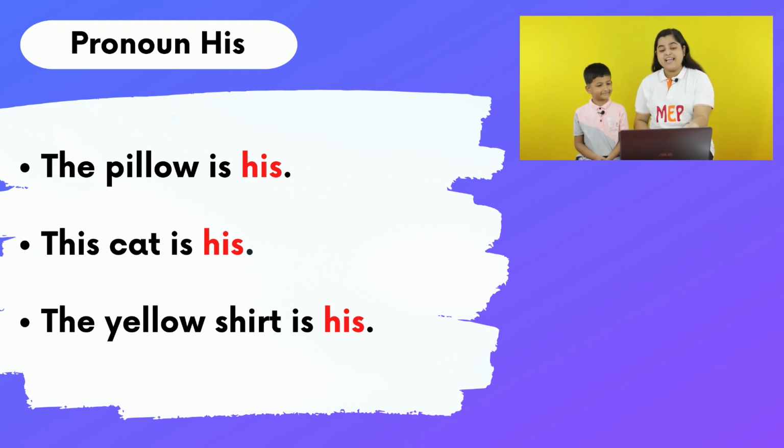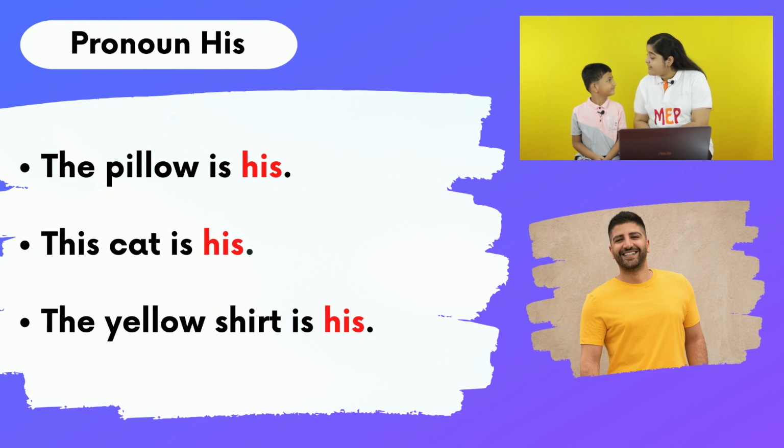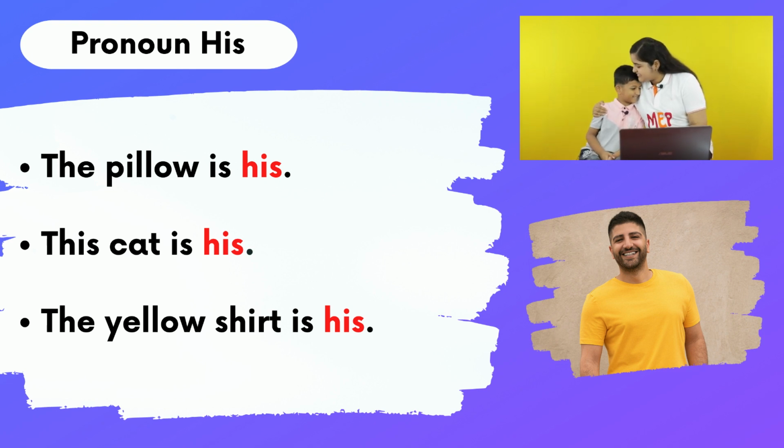So, Rudy, our last example is the yellow shirt is his. So, can you identify the possessive pronoun in this sentence? His. Why? Because it shows that the shirt belongs to the third person. Singular or plural? Singular. Masculine or feminine? Masculine. Now you got the concept.